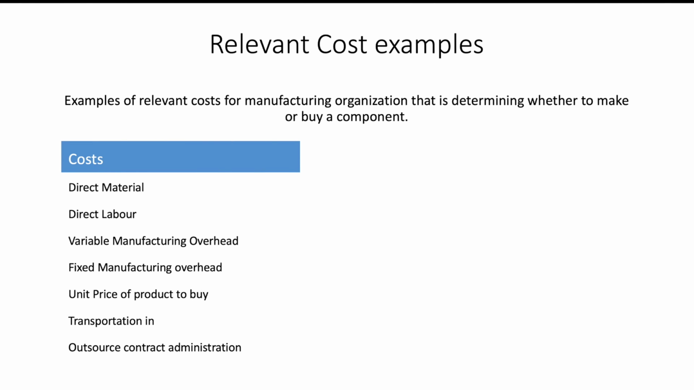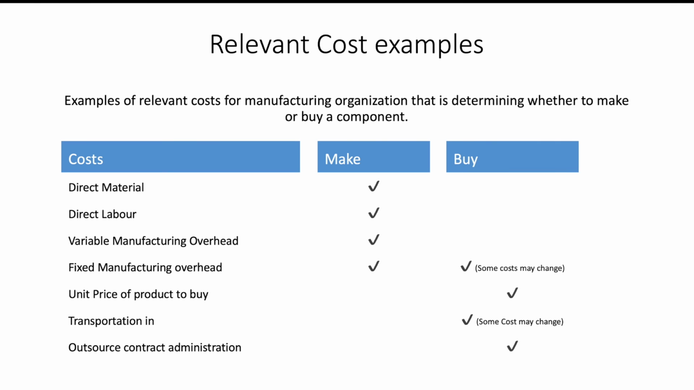Now, the costs. What are the costs? It might be direct material, direct labor, variable manufacturing overhead, fixed manufacturing overhead, unit price of product to buy, transportation in, outsourced contract administration. Now you might be understanding what is for making. When we are making any product, we will be considering direct material cost; yes, it will be used in making. Direct labor, yes, we'll use in making. Variable manufacturing overhead, making. Fixed manufacturing overhead, a part of that will be used in making. But the rest of the things we will use in a buy decision.